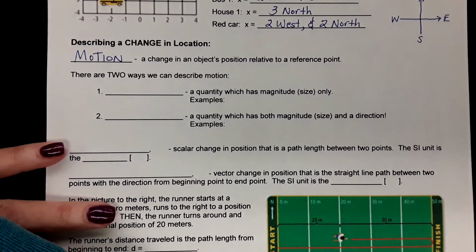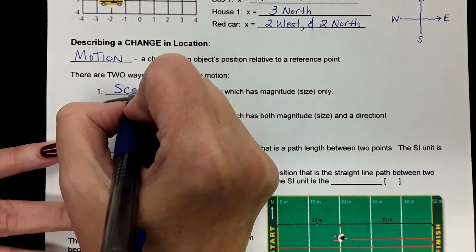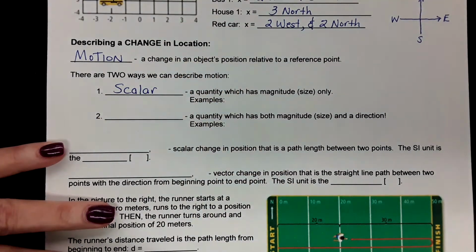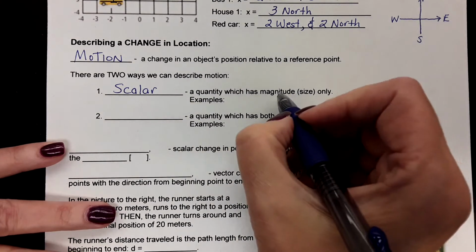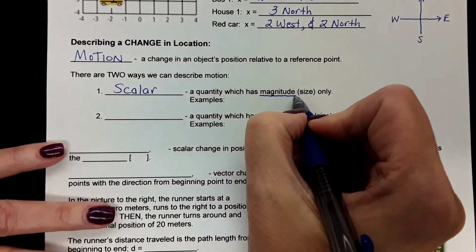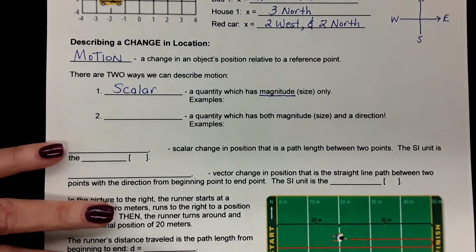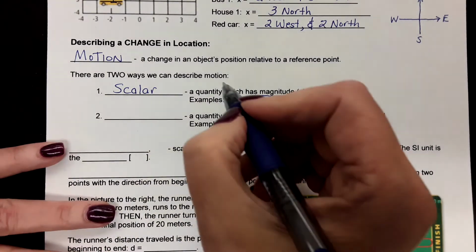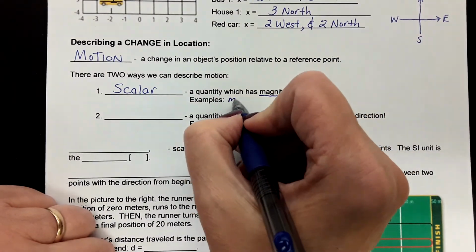Now, there are 2 ways that we can describe motion, and we're going to be learning about both of them in this chapter, okay? The first way is by using scalar quantities. Now, this is a term you may not have heard before. A scalar quantity is any quantity which is described or has magnitude only. Now, magnitude is simply a fancy word for how big something is, the numerical value that you use to describe its size.